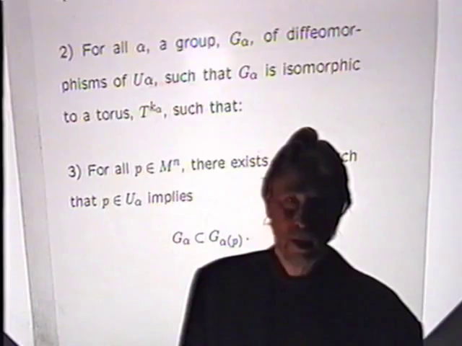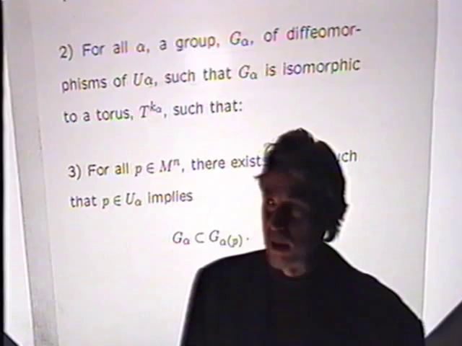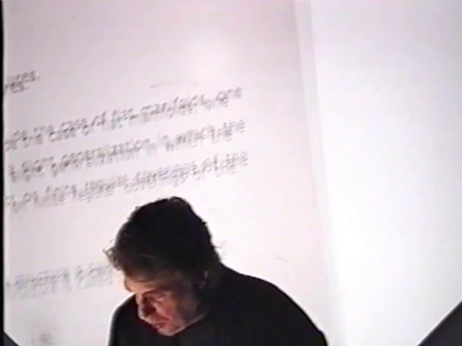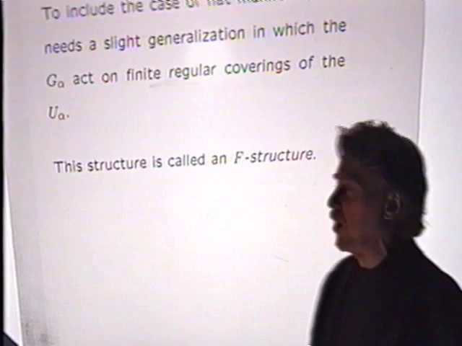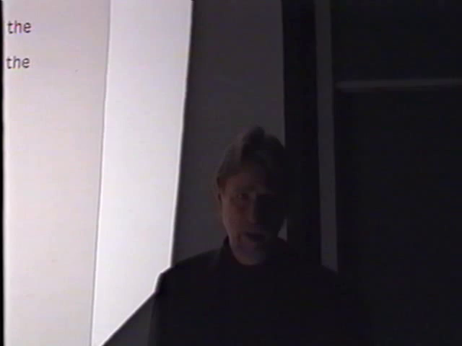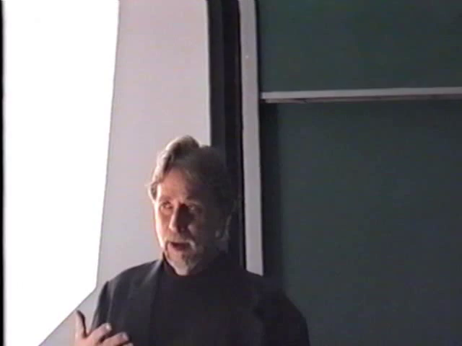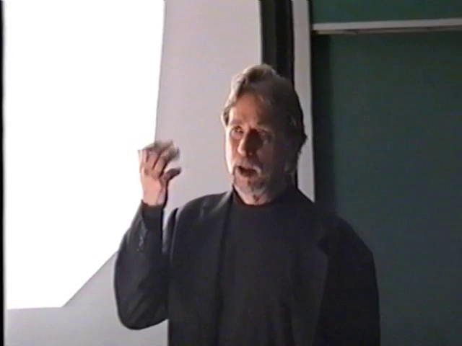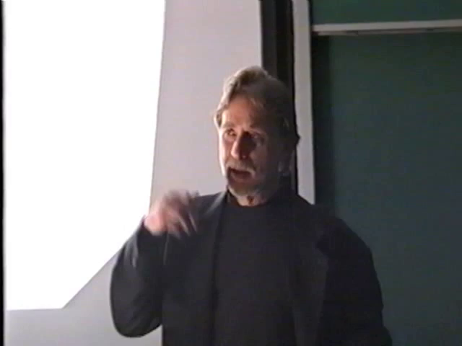And this should include all the examples we've had so far, and even one which I haven't given yet. Okay. Now, of course, this shouldn't be yet quite what we want. We have to generalize it a little bit, because what it didn't include was the flat manifolds, where the torus only acted on a finite covering. So you have to just change and generalize the definition slightly, where instead of having the actions on the U alpha, they're on finite normal coverings, and then you have the appropriate kind of consistency condition among those. And so such a thing is called an F structure.